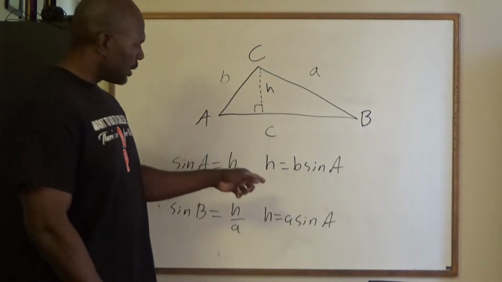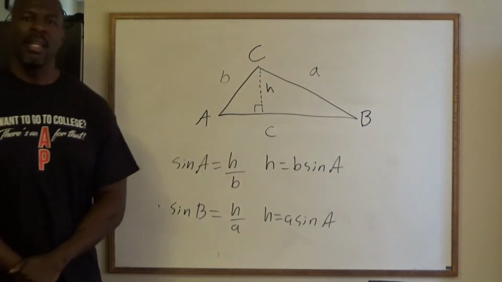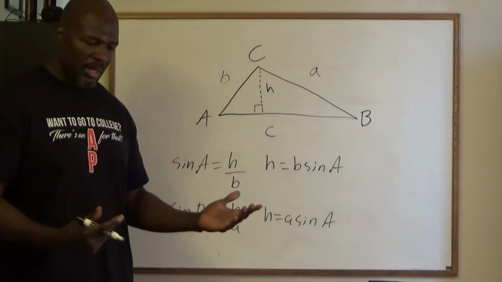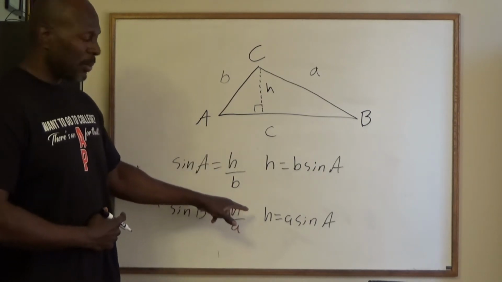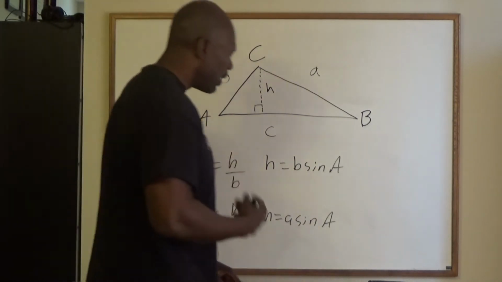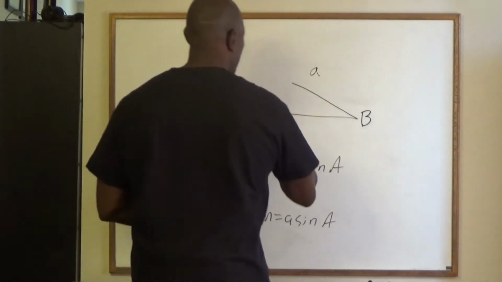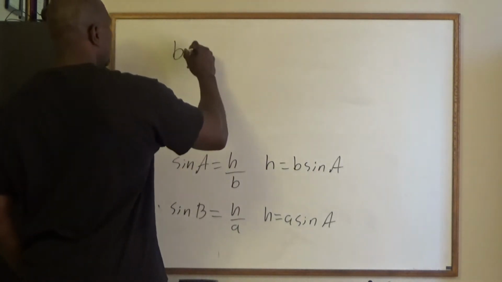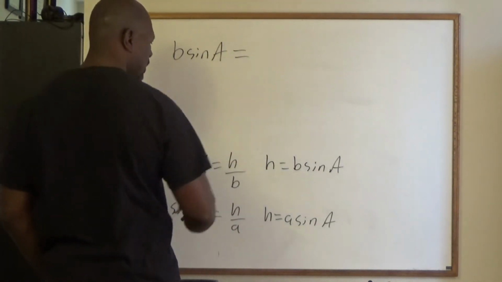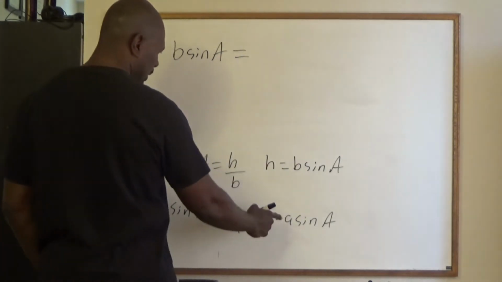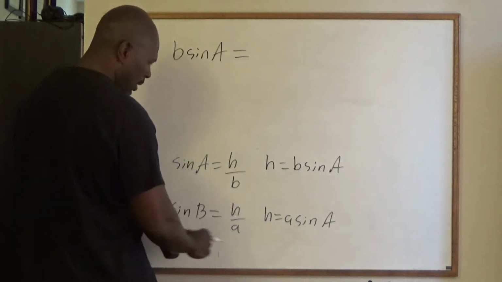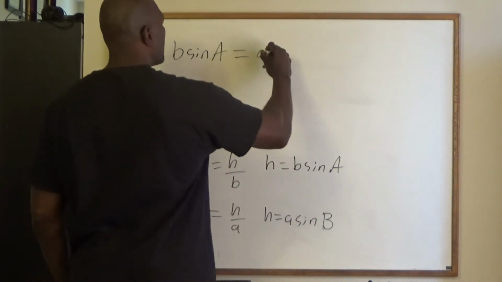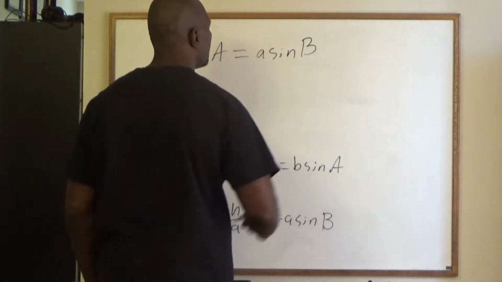So you have two expressions here, where h is b times the sine of A, and h is a times the sine of B. One thing we know, if we don't know anything, we know that h must equal h. So if h equals h, then b times the sine of A must equal a times the sine of B. Slight typo there. Must equal a times the sine of B.